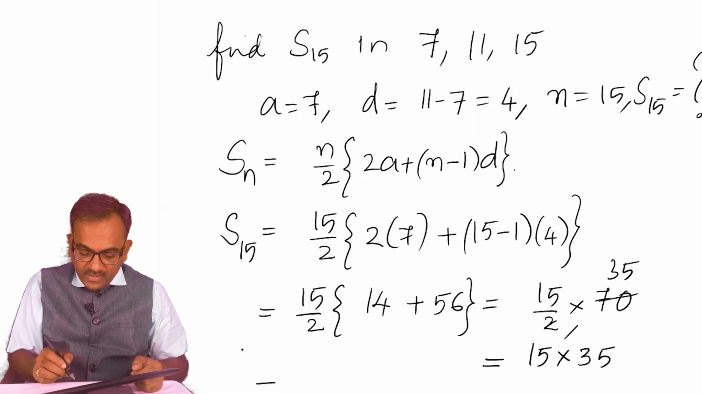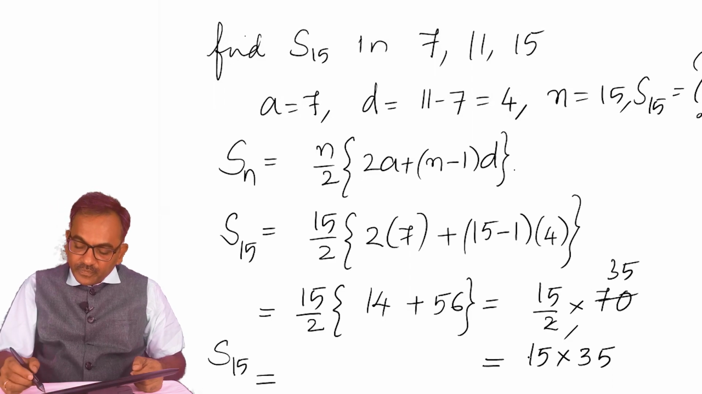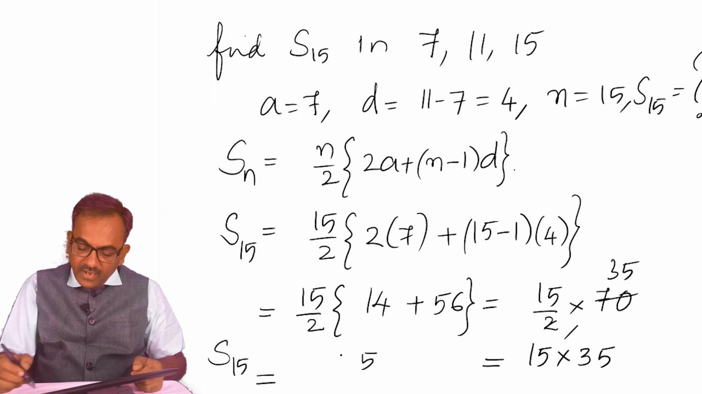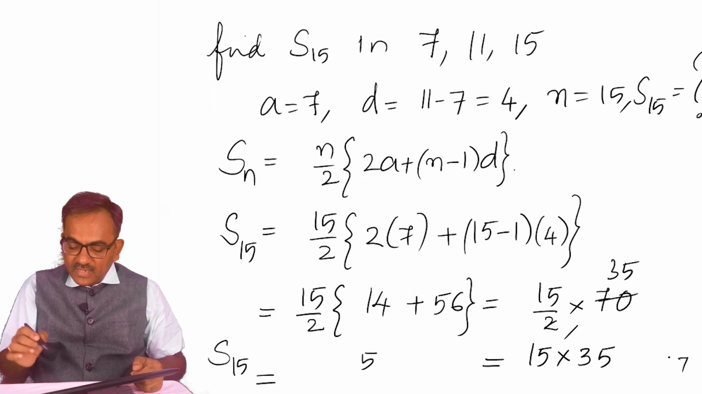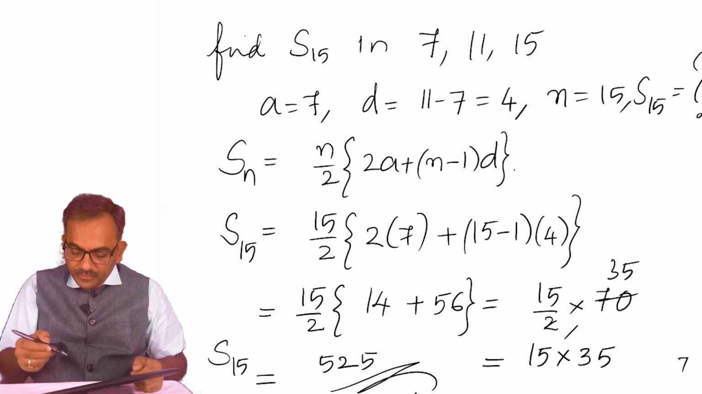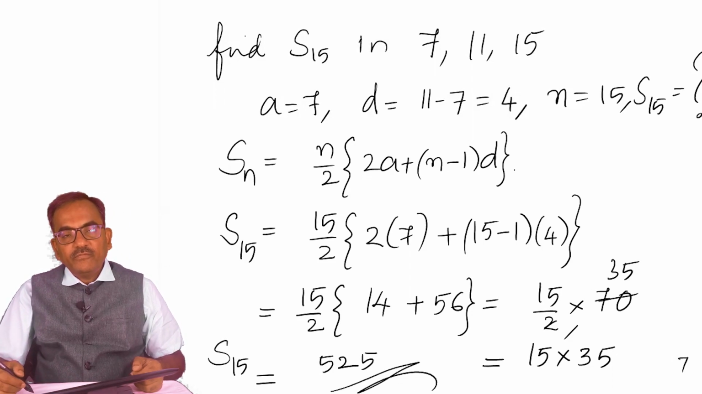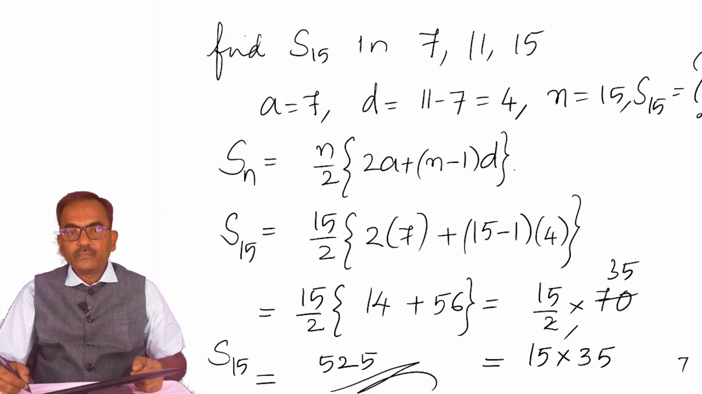So what is ultimately S15? You need to multiply 15 and 35. 15 5s are 75, 7 carry, 15 3s are 45 plus 7, 52. So the answer is 525. The answer is 525.